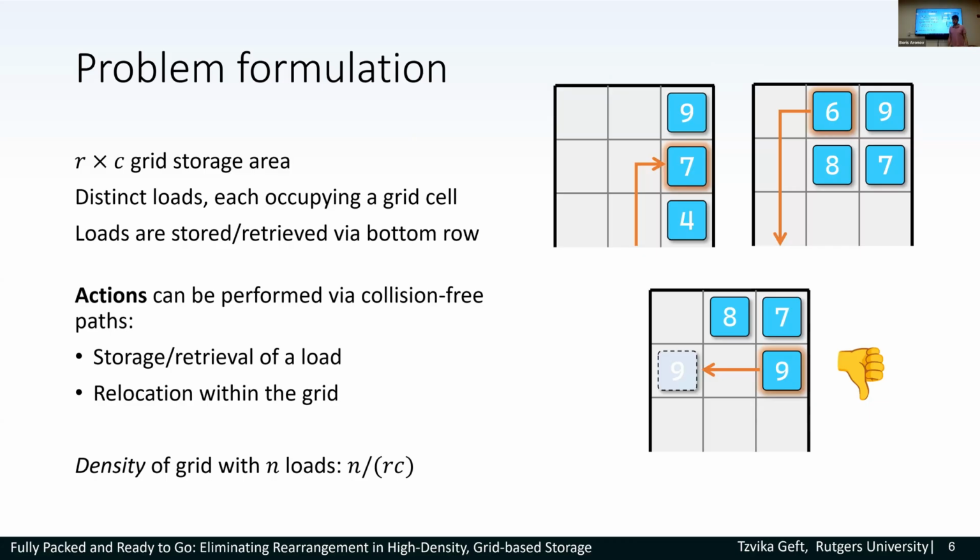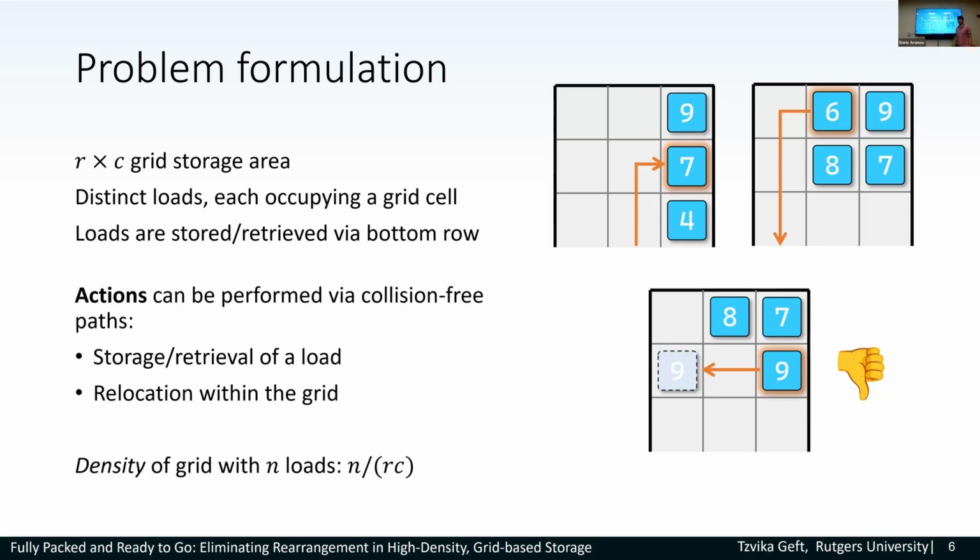So we ground this to a 2D grid setting. And each load can occupy a distinct cell in the grid. The loads are labeled. And we assume that the access happens from the bottom row of the grid. So I'll call it the bottom row, the first row. The other sides of the grid are just walls. We can assume that before we store a load or retrieve a load, it can just appear or disappear on the bottom row, on whichever column we're interested in.